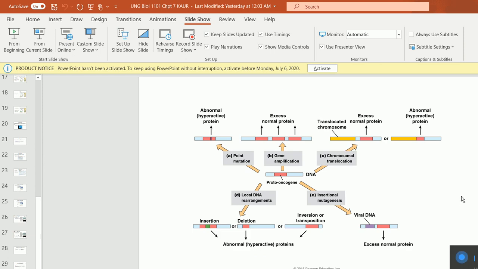So we talked about genes. In the next chapter, we are going to talk about how the information in the DNA gets coded into proteins. If you have any question, please let me know.